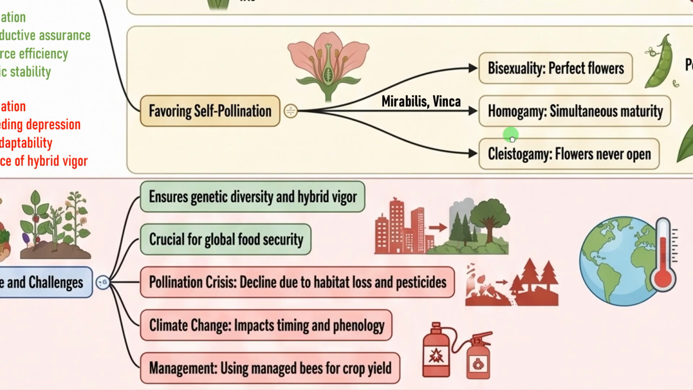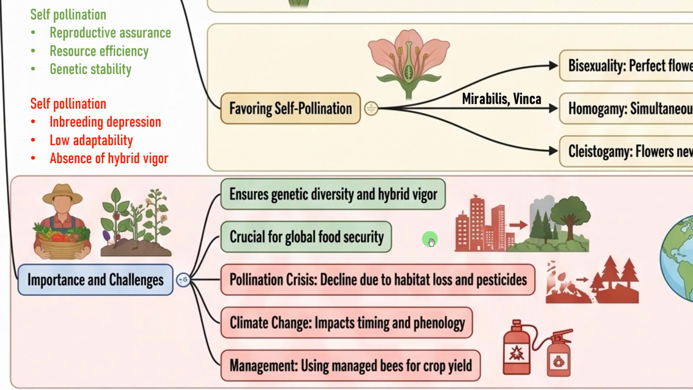Now the final part of our discussion, that is, what are the importance and challenges of pollination biology? As we mentioned, it ensures genetic diversity and hybrid vigor. So successful pollination maintains the genetically diverse plant populations that are capable of adapting to environmental changes and resisting pathogens. It is crucial for our global food security, as 75% of the world's leading crops, fruits and vegetables depend on animal pollinators. So without a successful pollinator-plant network ecosystem, our food security may collapse.